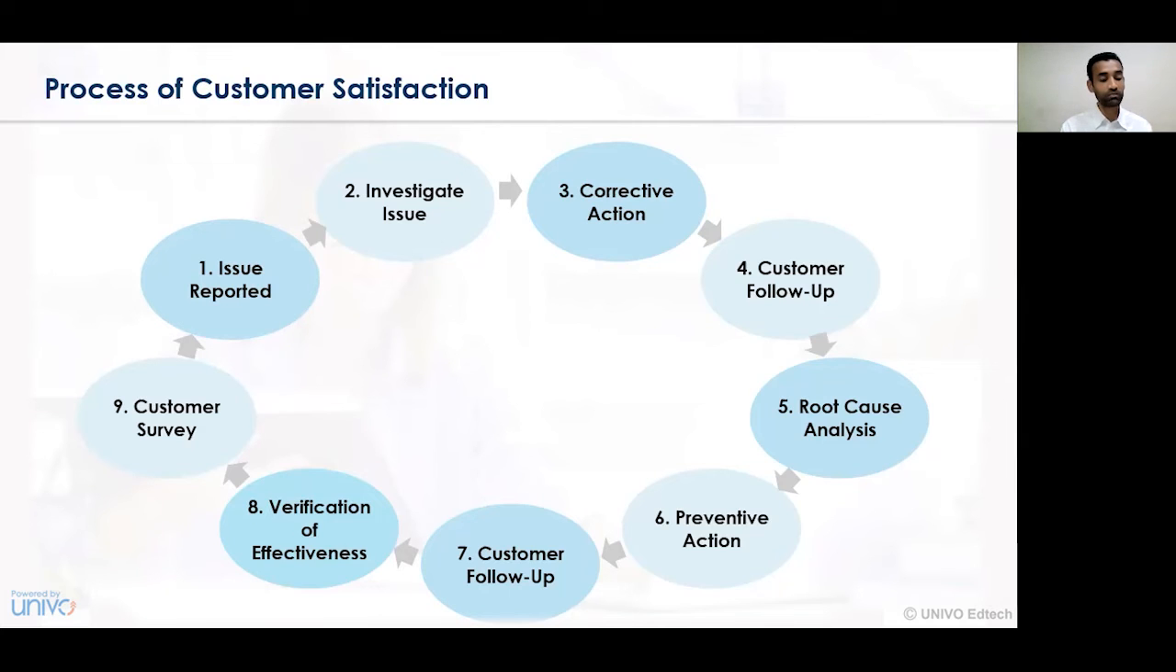The eighth step in the customer satisfaction process is verification of effectiveness. We need to assess the effectiveness of the steps that we have undertaken and whether they have helped the customer satisfaction level to improve or not. And lastly, the ninth step is the customer survey. In this way, at the end, we take a customer survey to see how the feedback has been received and whether the measures we have implemented are beneficial for resolving the issues or not.